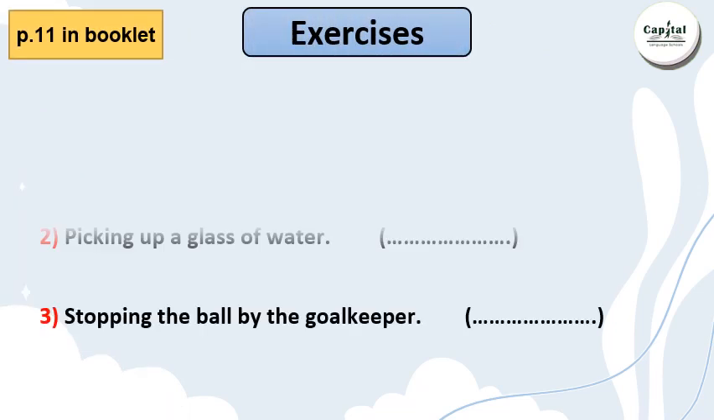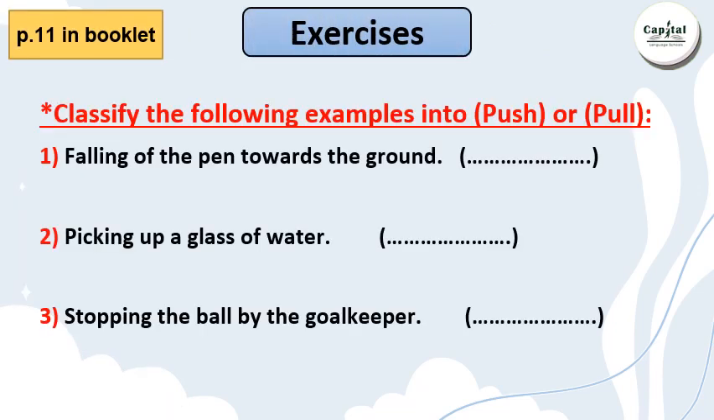And now we have some questions. Who can answer with me? Are you ready? Classify the following examples into push or pull. Number one, falling of the pen towards the ground. This is push or pull? What do you think? Super, this is pull. But why? Gravity force, excellent, pulls this pen downward.